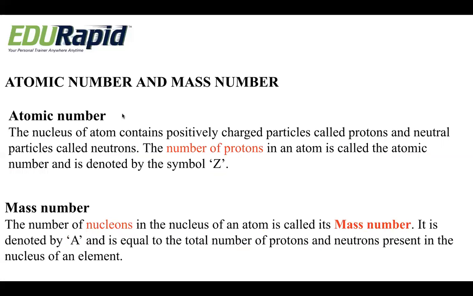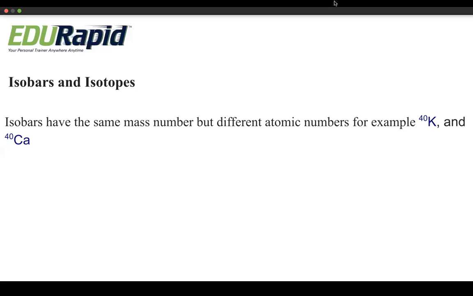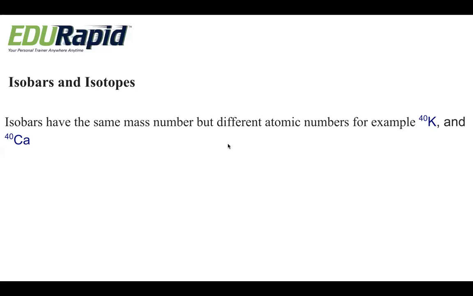We'll move on to the next important topic, that is isobars and isotopes. What do you mean by isobars? Isobars have the same mass number but different atomic number. The elements present in nature that have the same mass number but different atomic number. For example, potassium and calcium. Here, potassium has atomic number 19. I'm showing you the mass number here.